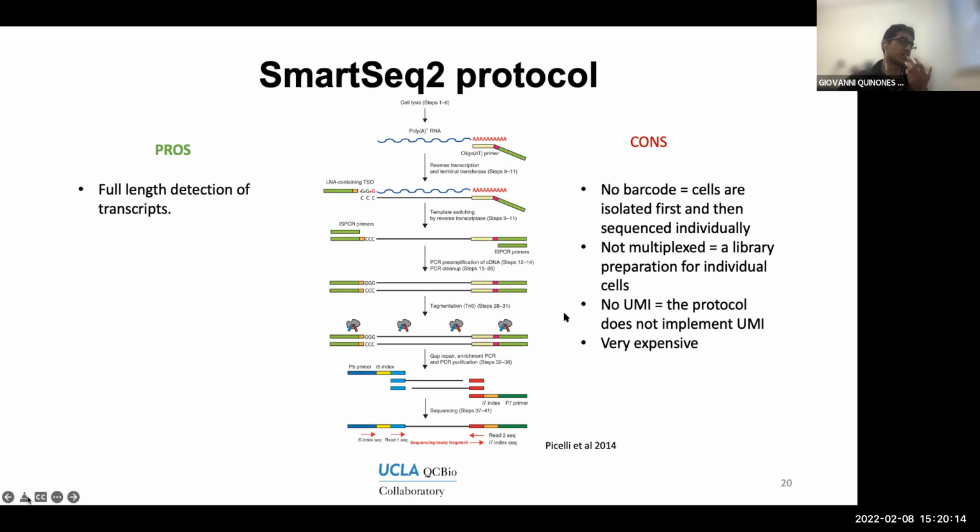So this is one example where you kind of have to weigh in the pros and the cons. And depending on what you're trying to achieve in your study, you can choose to use a SMART-seq or not. So if you're only interested in gene expression, you probably don't want to use SMART-seq because it's very expensive, doesn't have these UMI barcodes, and you don't really need the full length. So if you're only interested in gene expression, you may want to avoid this method.